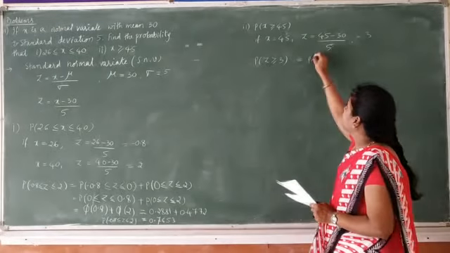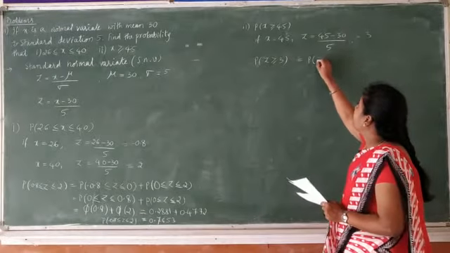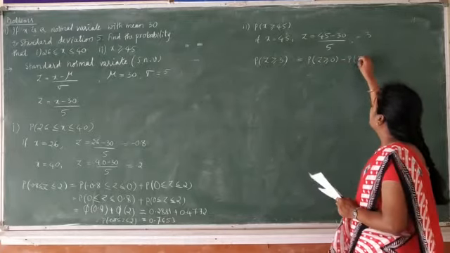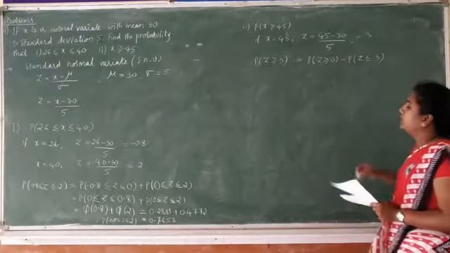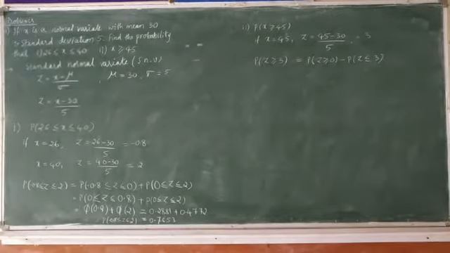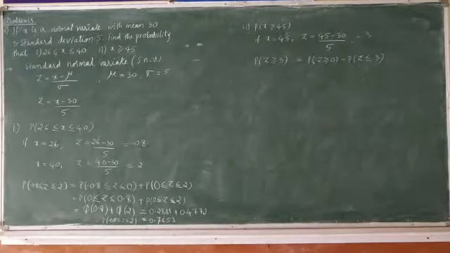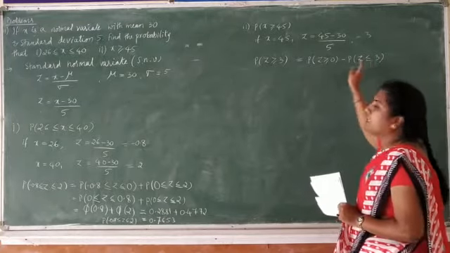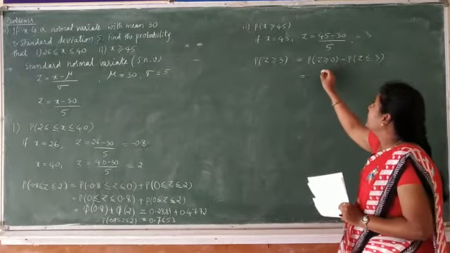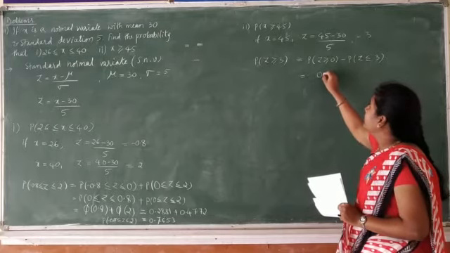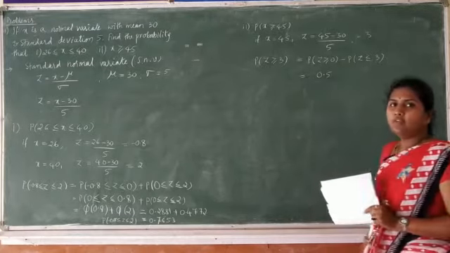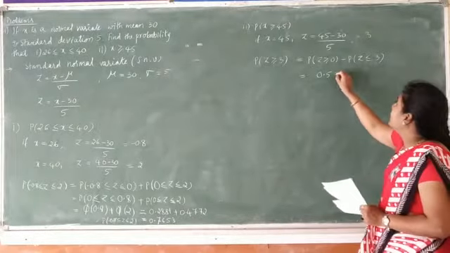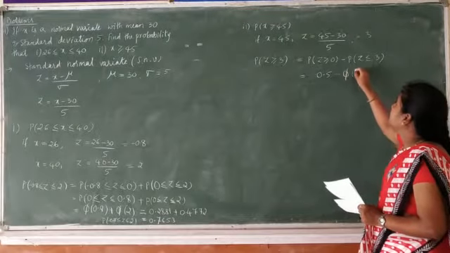For this we can split it as P of z greater than or equal to 0 minus P of z less than or equal to 3, because for greater than 3 we may have many values. Exactly we don't know. Therefore, we are splitting like this. And P of z greater than or equal to 0, this value we have, that is 0.5 by standard results. This is 0.5 minus phi of 3.